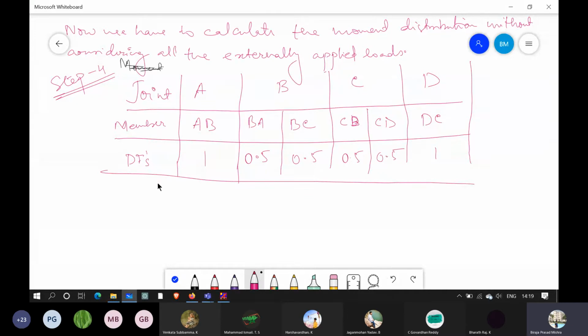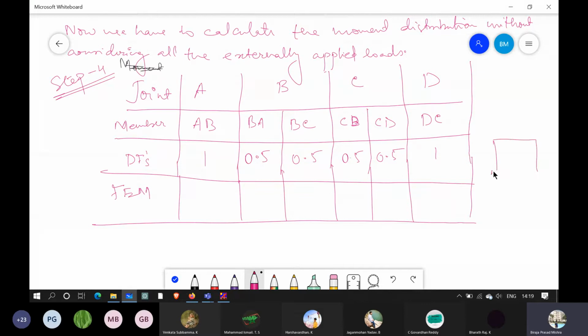0.5. Now we have the fixed rate moment. How much have we assumed? The fixed rate moment we have assumed for AB. Let's say this is member AB, this is A, this is B, this is C, this is D. Members AB and CD are undergoing deformation, and that deformation is a result of the sway in these two members.